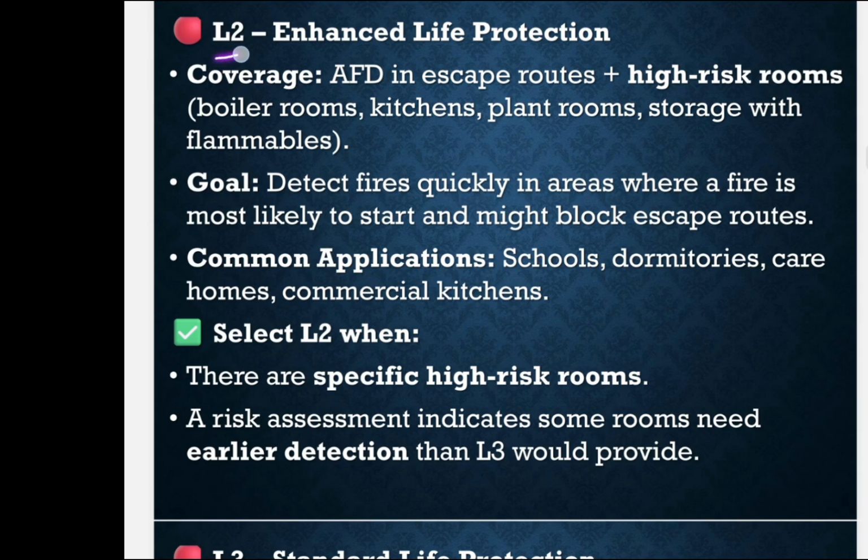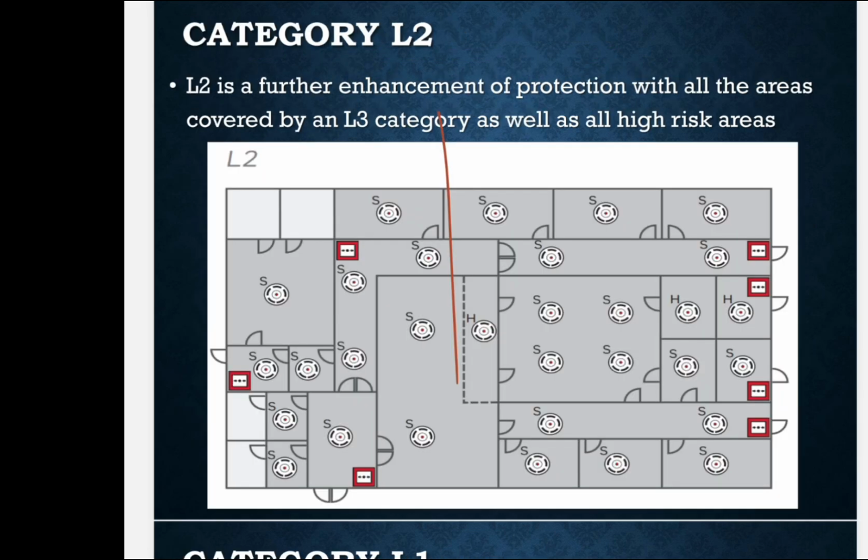Now let us discuss L2, enhanced life protection. After L1, L2 is the highest fire alarm protection system. As I discussed in the last class, in the L2 category fire alarm system, we will have fire alarm detection points in all the escape routes and the rooms which are directly connected to the escape routes. So this is the escape route and these rooms are directly connecting to the escape routes. So in category L2, the fire alarm points will be in the escape routes as well as the rooms which are directly connected to the escape routes.